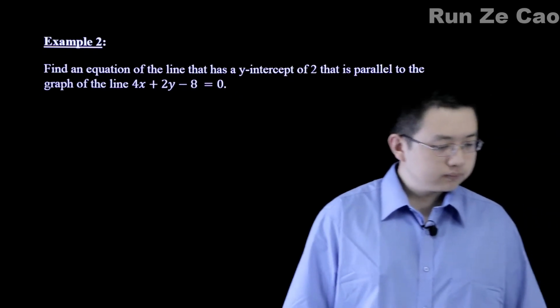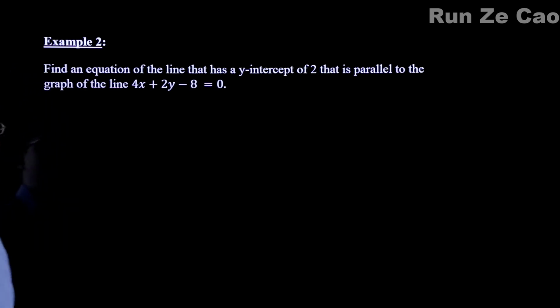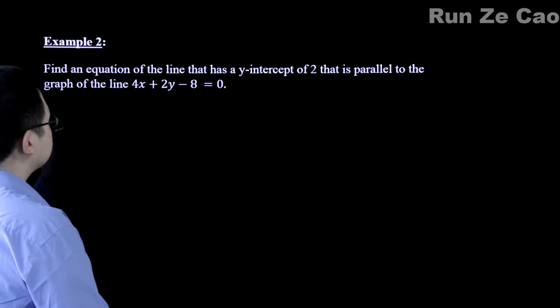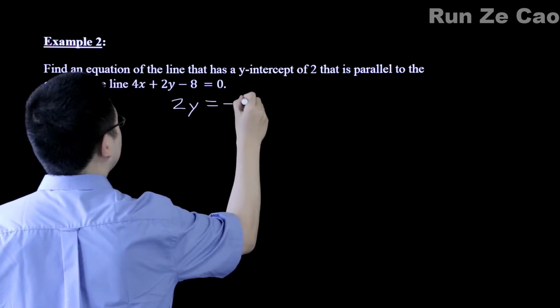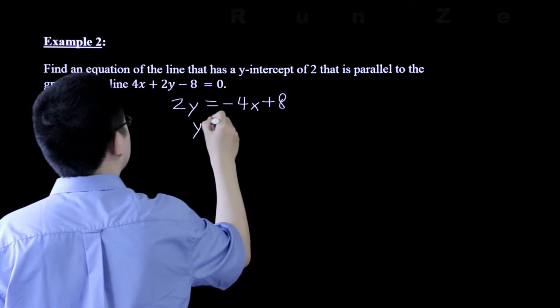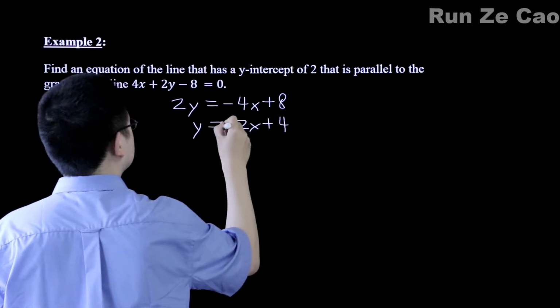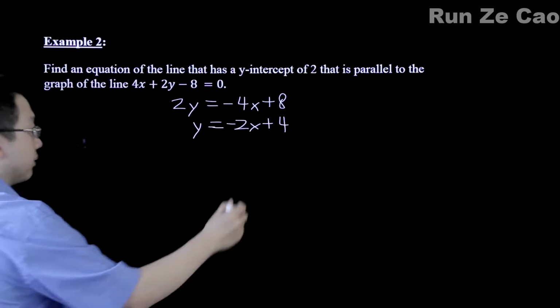Now, example 2. Find an equation of the line that has y-intercept of 2 that is parallel to the graph of the line 4x plus 2y minus 8 equals 0. So, 2y equals negative 4x plus 8. Y equals negative 2x plus 4. Well, we need to have a y-intercept of 2. So the y-intercept term is this one.